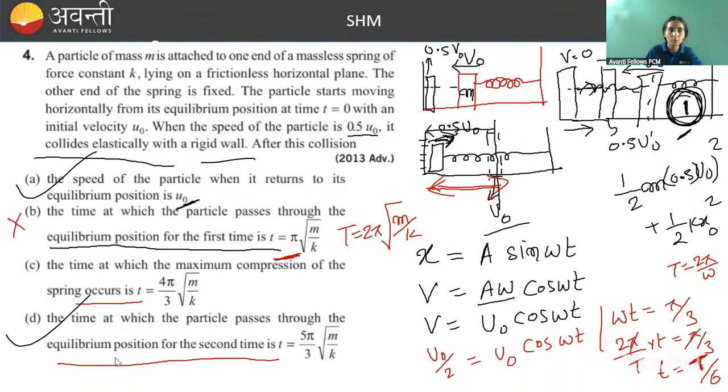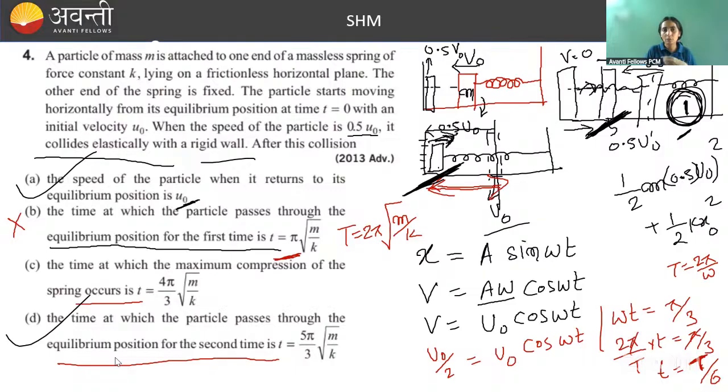In that case also, at this particular position will be this, and here speed will be 0.5 u naught itself. ठीक है. So because of wall and without wall, at the same position you are getting the same velocity, magnitude wise, direction wise. So nothing is going to change regarding what will be the velocity of body at its equilibrium position. It will be same as it was initially, u naught.